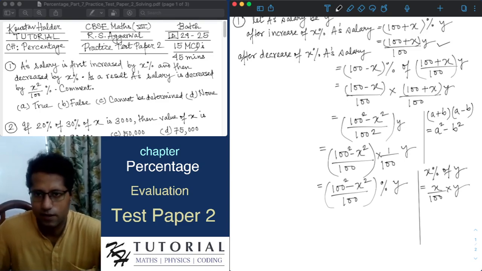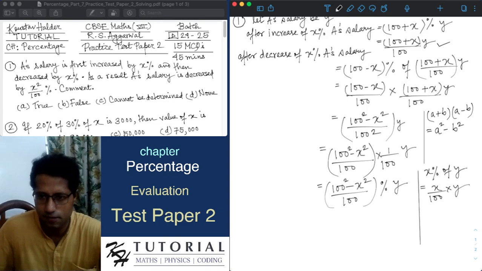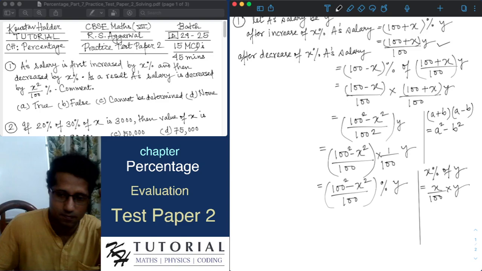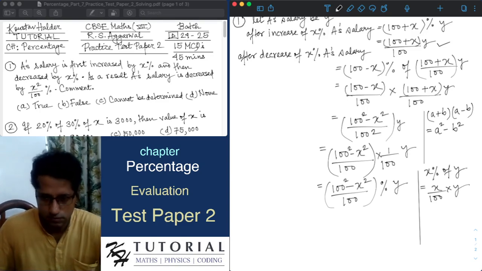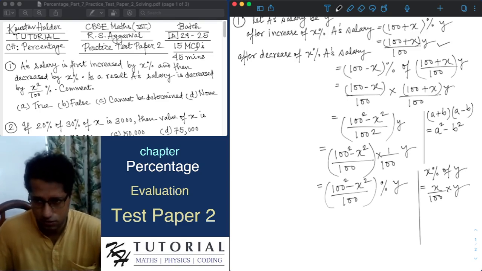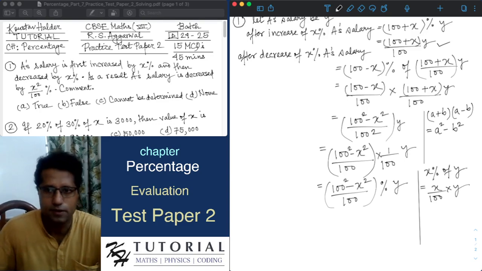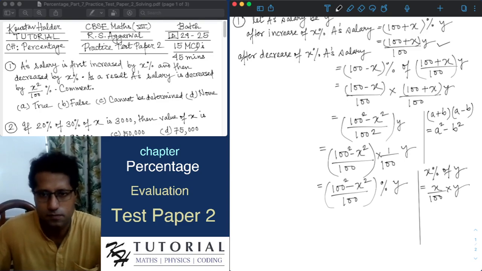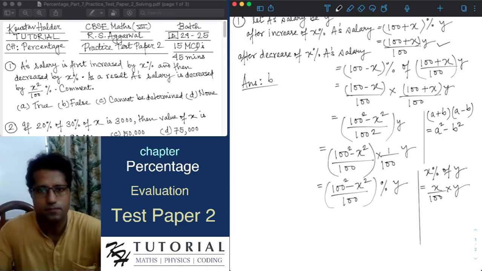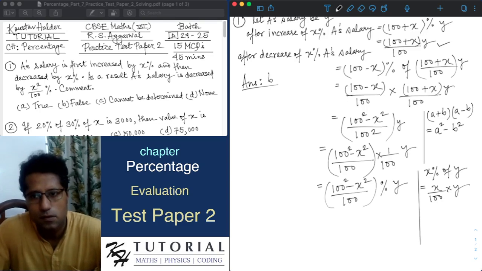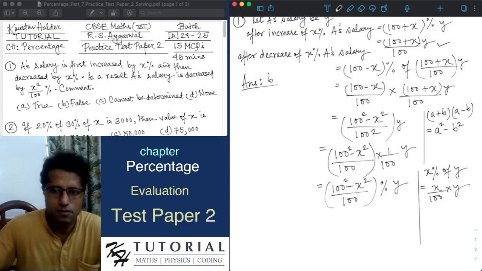So in the final salary, you can see we have the term y by 100 and some other factor. That other factor should be the percentage. So we can say the final salary is (100² minus x²) divided by 100 percent of y, which is definitely not equal to x² by 100. So the statement is false. So the answer is choice B.